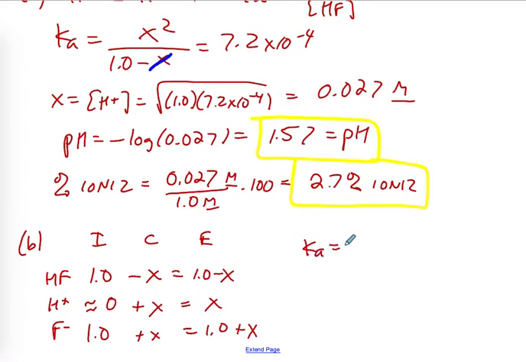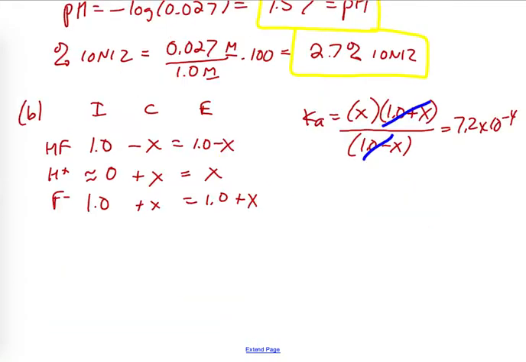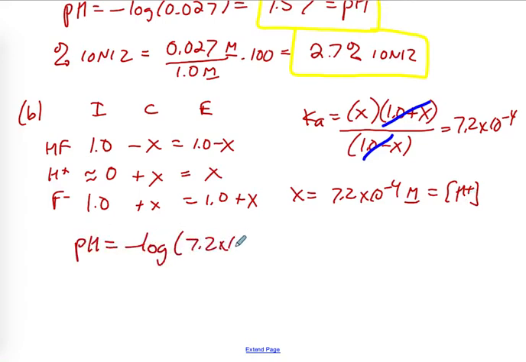My Ka expression now, instead of having x squared in the numerator, has the concentration of hydrogen ion times the concentration of fluoride ion divided by the concentration of hydrofluoric acid, which is 7.2 times 10 to the negative 4th. I can immediately see that the 1.0 plus x and 1.0 minus x will cancel, and that leaves me with a value of x equal to 7.2 times 10 to the negative fourth molar as my hydrogen ion concentration. So the pH now is the negative base 10 logarithm of 7.2 times 10 to the negative fourth, or 3.14.